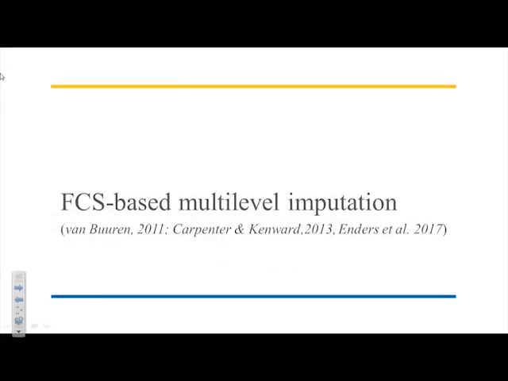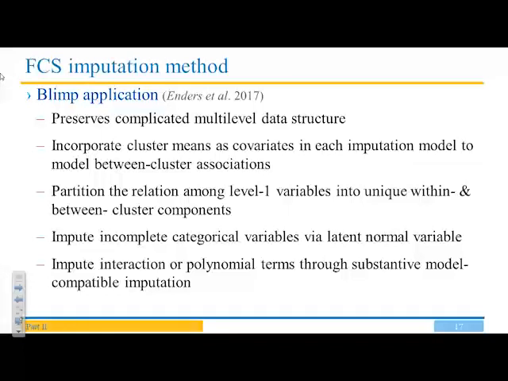So today I'm going to focus on 2 methods. One of them is within the FCS framework. For that, I used the Blimp application, which is a standalone application developed by Craig Enders and his colleagues from UCLA. The application seems very flexible. It can handle up to a 3-level data structure, which is good news. And the way it accounts for the random effects is that it incorporates the cluster means as another covariate in the imputation model. In this case, it can account for the between-cluster association.